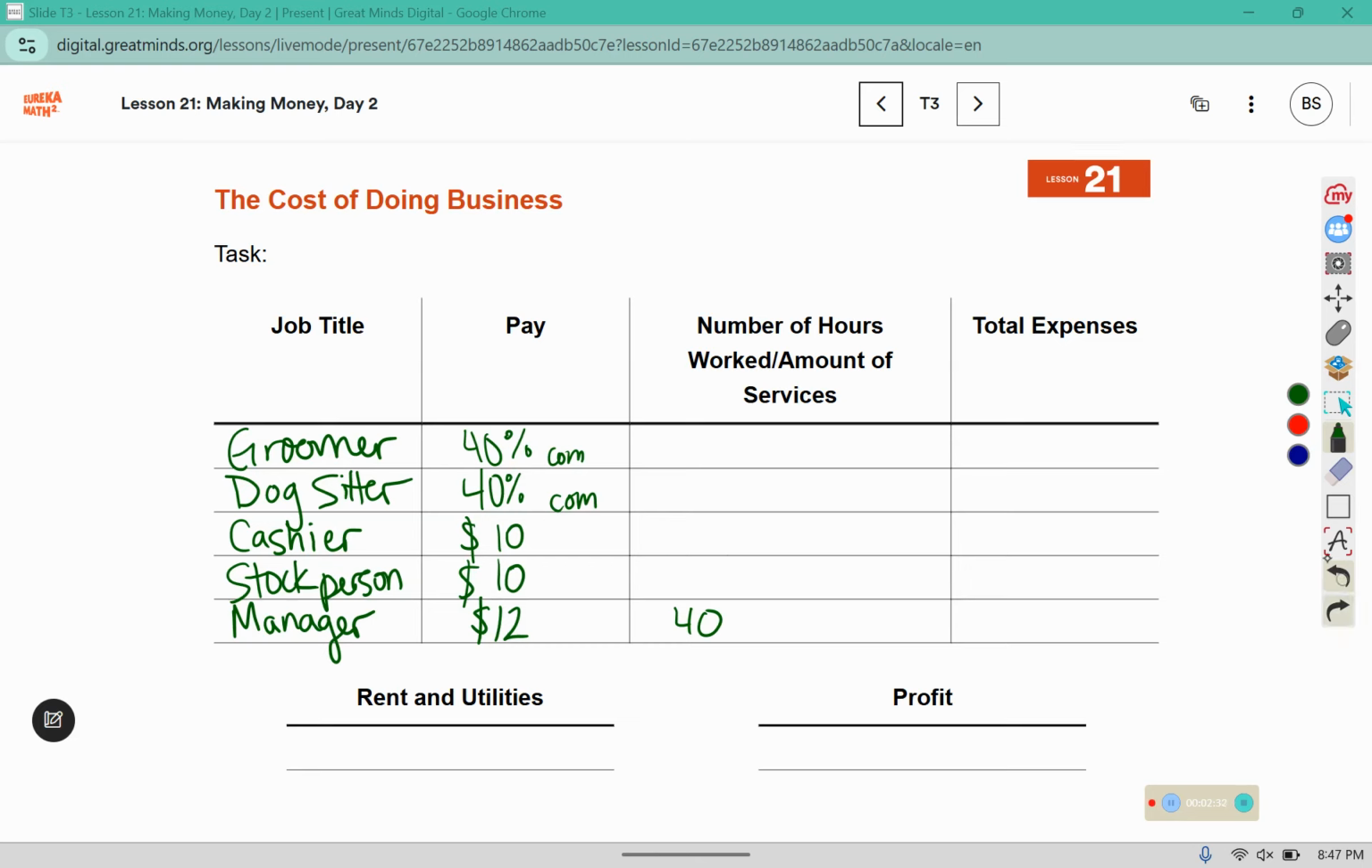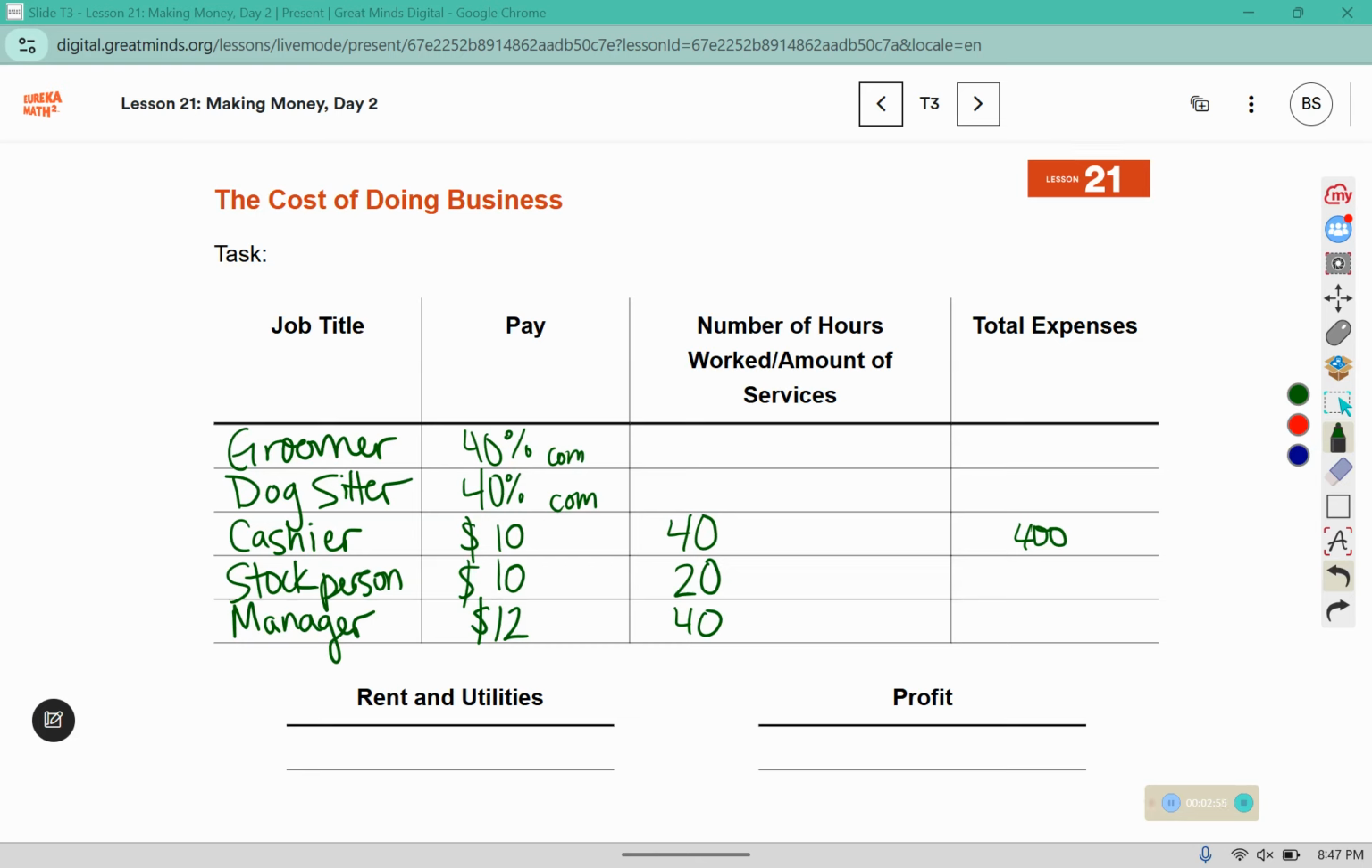I will need a cashier there for all the hours that my store is open and a manager there, but the stock person might not need to be there the whole time. They might be able to stock the shelves in 20 hours in a week. So to find our expenses, 10 times 40 is 400.